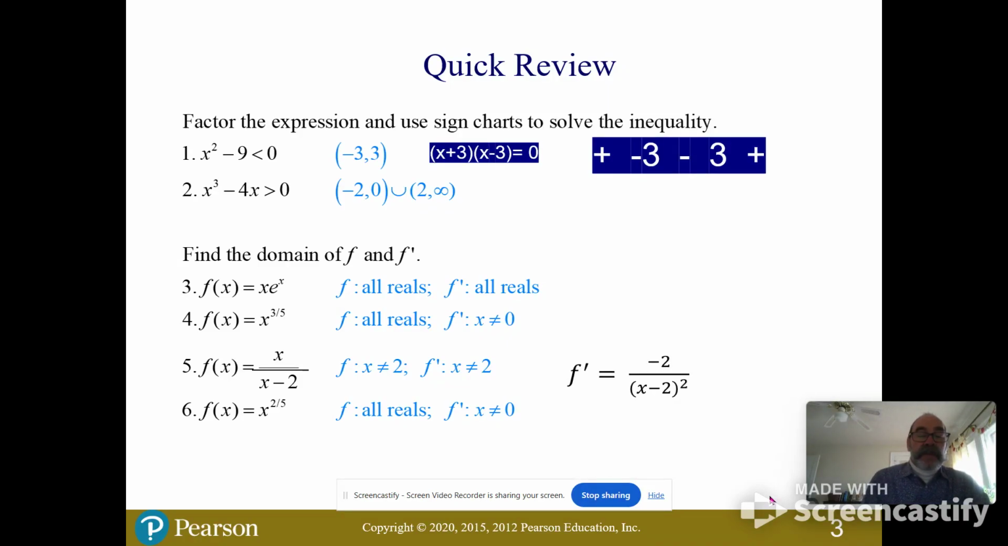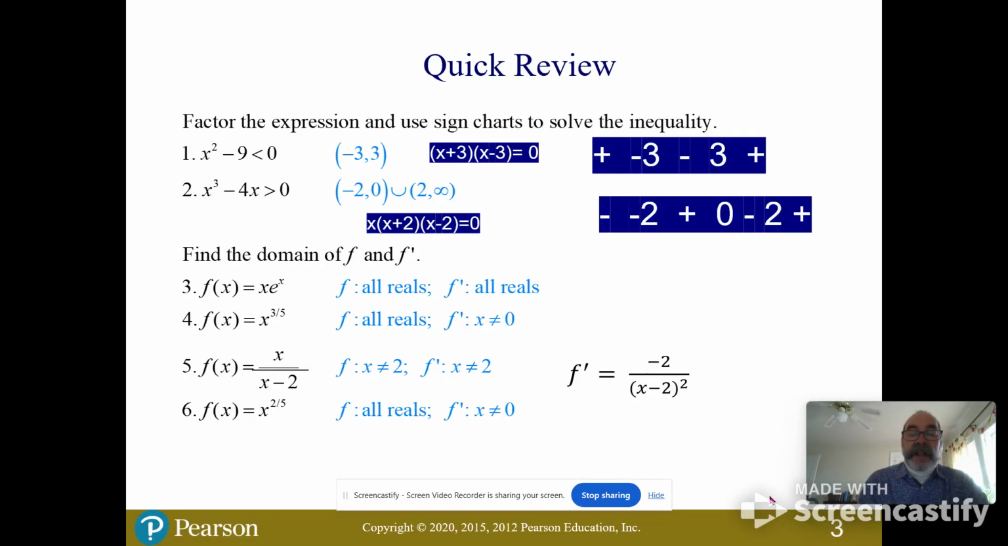Okay, let's try number 2. Let's factor it. You get 3 answers there: 0, negative 2, and 2. So those are our points that we're going to use. So what happens to the left of negative 2? Like negative 3. If you put a negative 3 in there, it's going to be negative. At negative 2 it's 0, and between negative 2 and 0, my answer is going to be positive, and that's what we want to find out. From negative 2 to 0, that's where it's positive, greater than 0. From 0 to 2, it's negative, and anything greater than 2 is positive again.